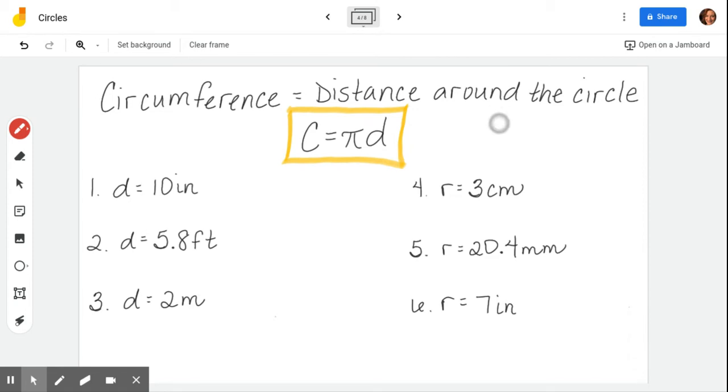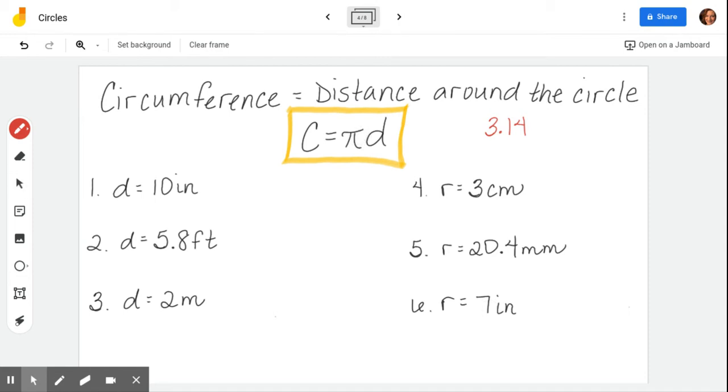Now, you can also use other versions of it. If you have a problem that lends itself well to fractions, you can use 22 over 7. In real life, pi is an irrational number. It goes on forever. There's no pattern. It never stops. It never repeats. So we just use a very, very shortened form of that, 3.14. When they're right beside each other, the pi and the d, it means multiply.